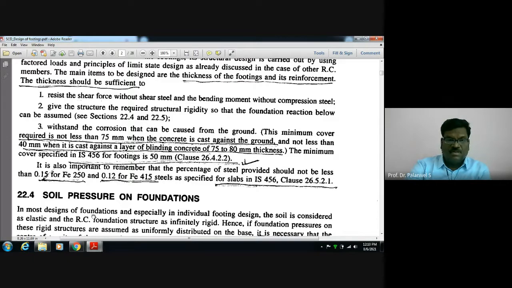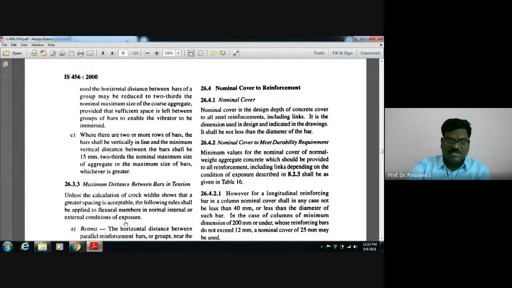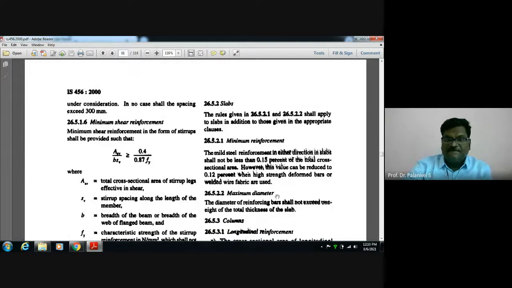Do you ask me to show that provision? Yes, I can show you. I already noted it, page number 61. That's what the provision is there. Okay, where is that?